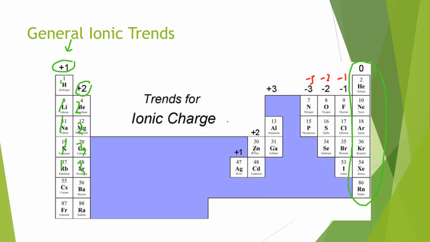You don't have to remember these in the middle because they're kind of the weird ones. But to the left of this, this is 1, so it's a +1 charge, then +2, then -3, -2, and -1. So now we're going to do a few practice problems to try to get you used to it.